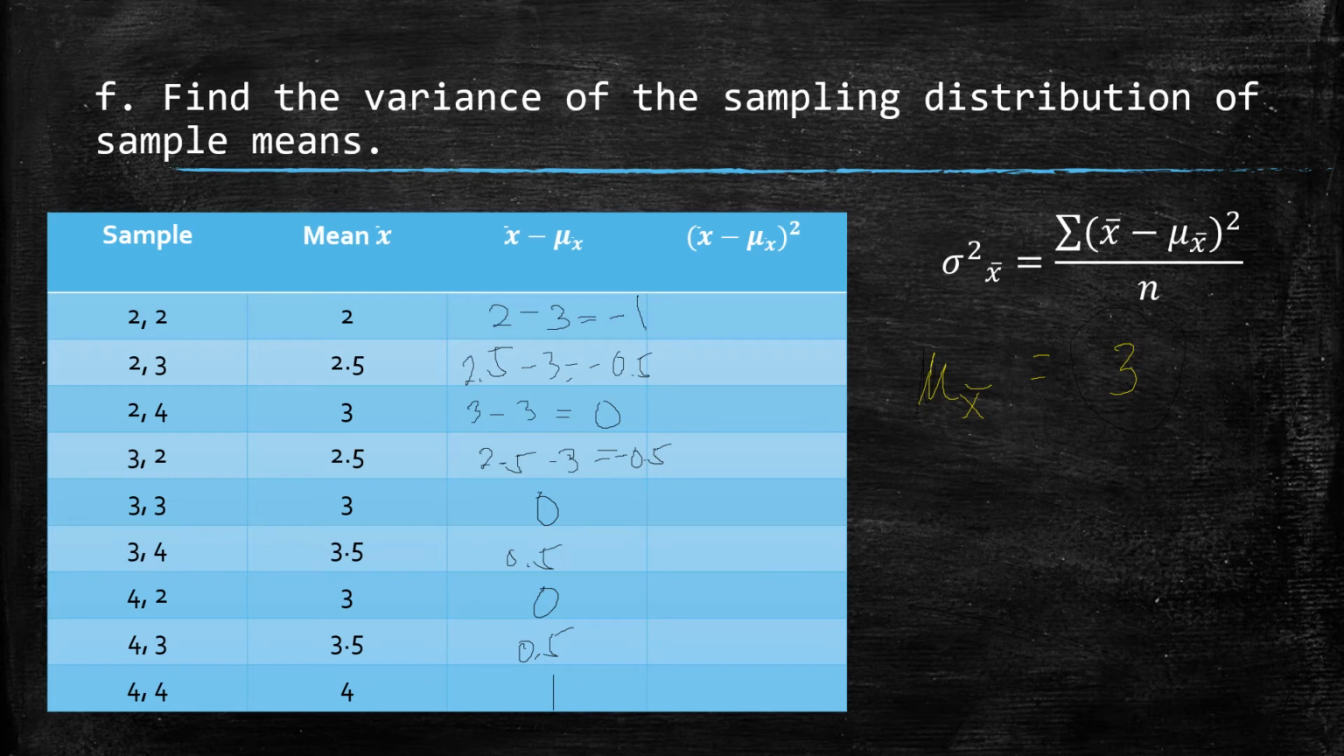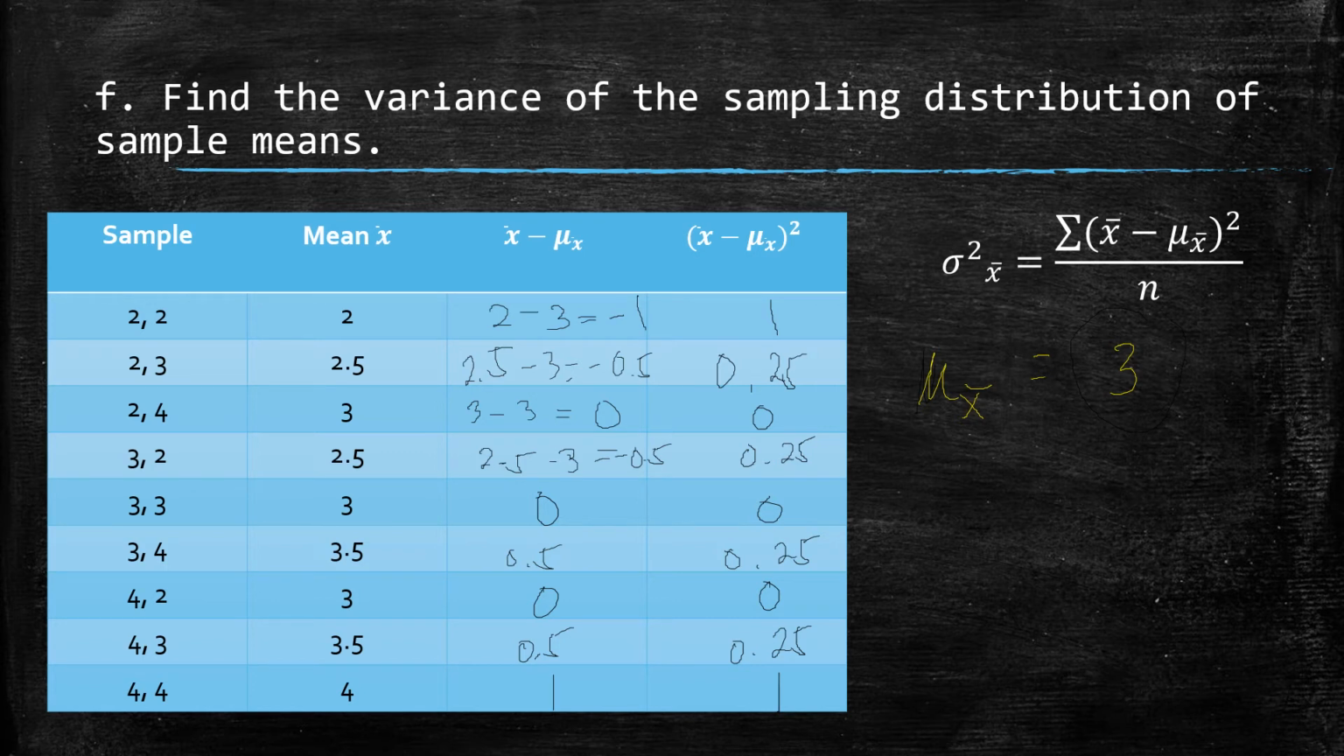After that, in the last column, you need to get its square. So you have here negative 1 squared, that's 1. Negative 0.5 squared, that's 0.25. 0 squared is 0. Negative 0.5 squared, you have the same answer in the second row. This is 0, this is 0.25, 0, 0.25, and 1.